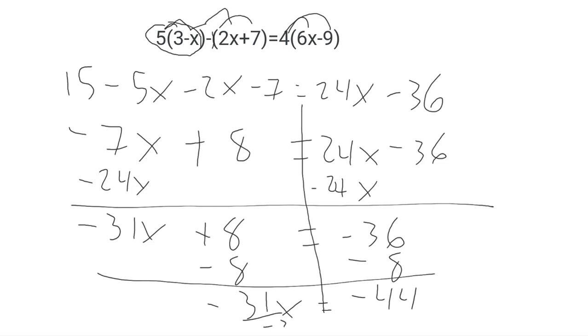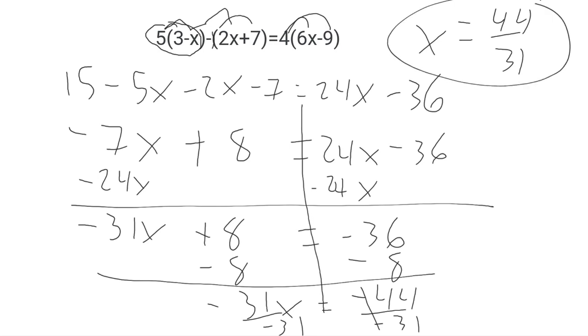Last step always is to divide. Two negatives make a positive, and x equals this crazy fraction. And that's okay, that's a crazy fraction. But the big steps are distributing multiple times, combining like terms, variables to the left, constants to the right, then divide.